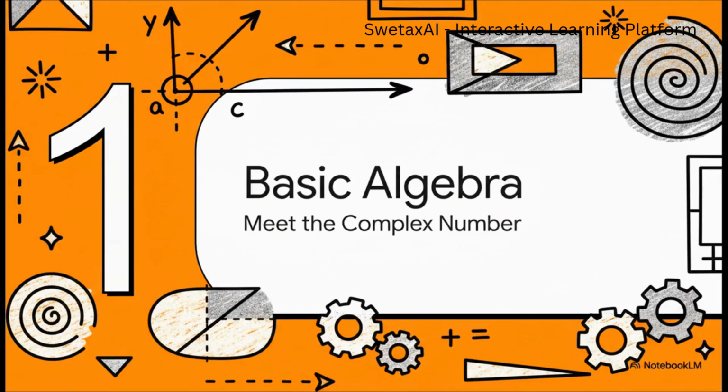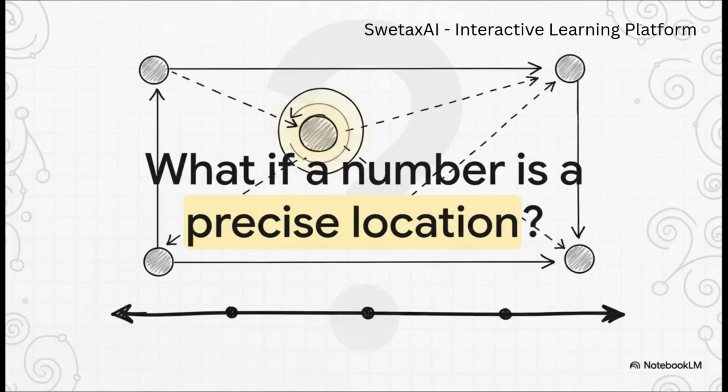All right, Section 1, meet the complex number, the basic algebra. I want to challenge your perspective right off the bat, because getting this is going to help you grasp a whole new dimension of math. Think about it. Up until now in high school, you've probably always thought of numbers as simple quantities on a flat, one-dimensional number line, right? A number tells you how much or how far left or right you go. But what happens if a number represents an exact location in a two-dimensional space? It's a real game changer.